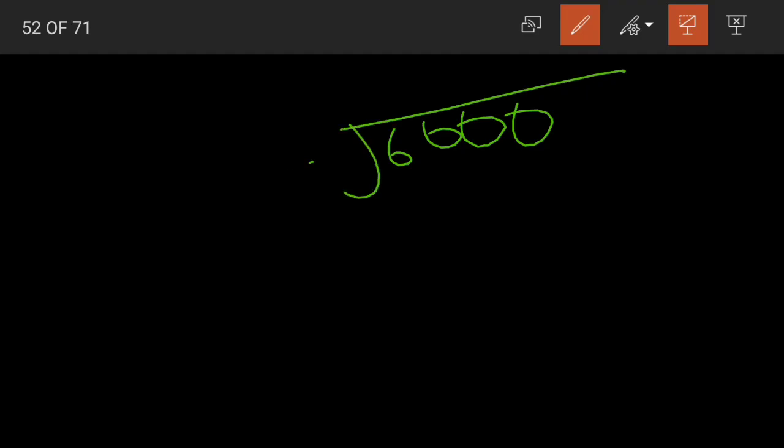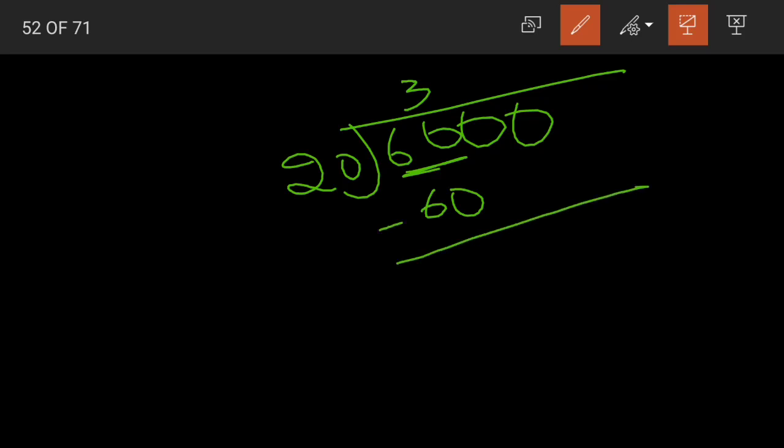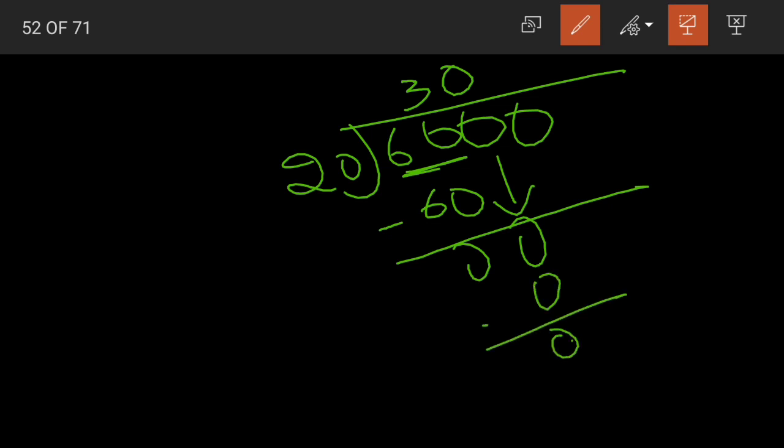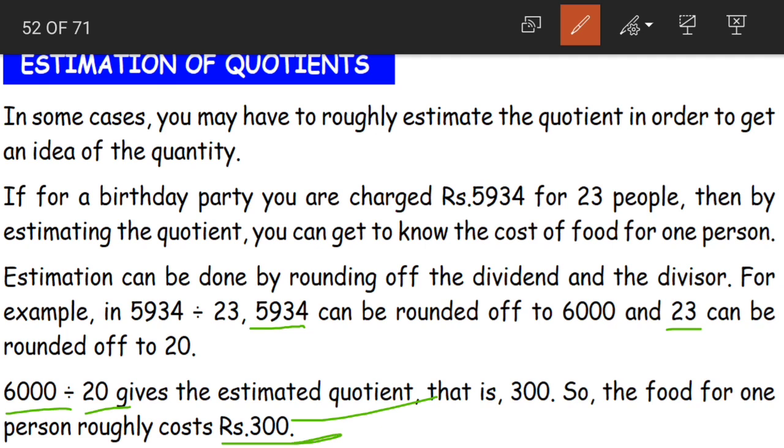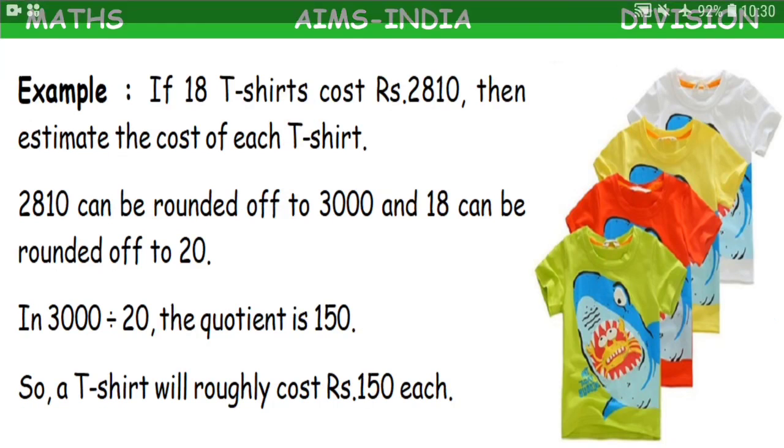6,000 divided by 20. Taking two digits, 20 threes are 60. When we subtract, we get 0, bringing 0 down. 20 zeros are 0, and we subtract again, bringing another 0 down. 20 zeros are 0 again, and when we subtract, 0 will be our remainder. What is our quotient? 300 is our estimated quotient. Clear, children? The division with tens, hundreds and thousands, we'll discuss again. So don't worry if you did not understand it.